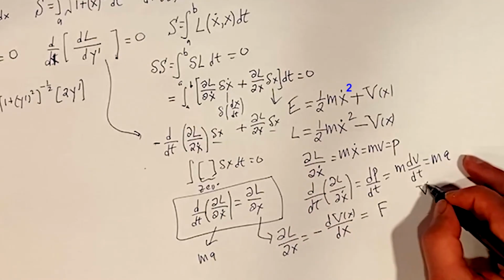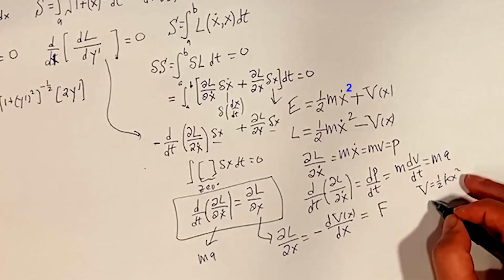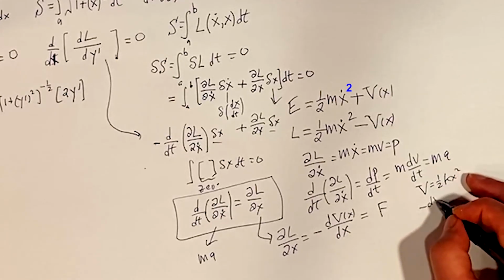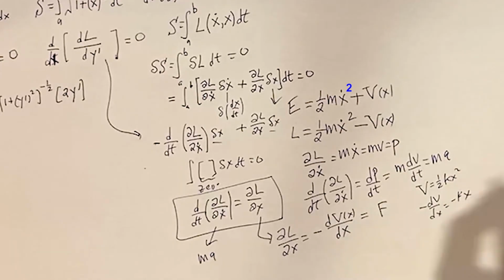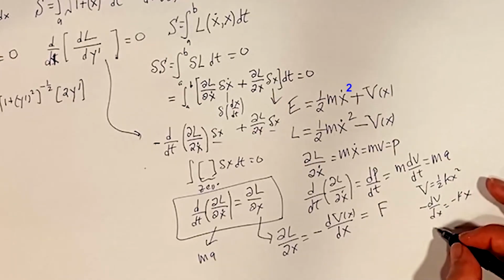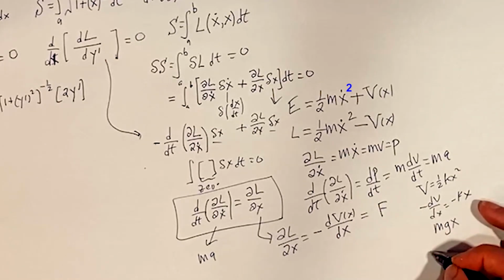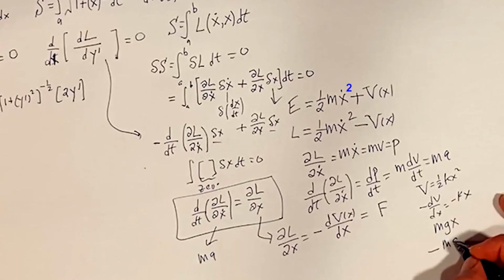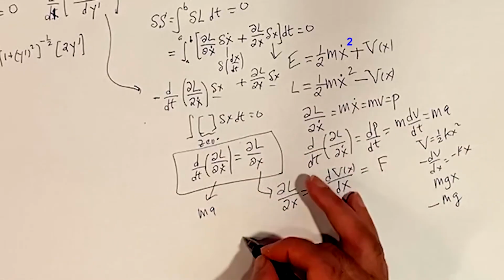Like if the potential is 1/2 kx squared for a spring, then negative dV/dx is negative kx. That's the force. That's Hooke's law. Or if you have mgx, where x is the height, and take the derivative with a minus sign, you get minus mg. That's like the force of gravity pulling you down. So that's the force. This is the force. This is ma. You got F equals ma.